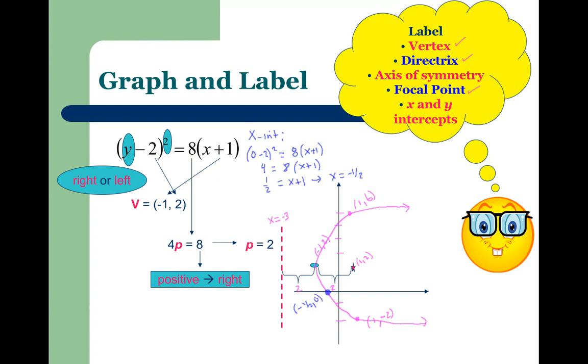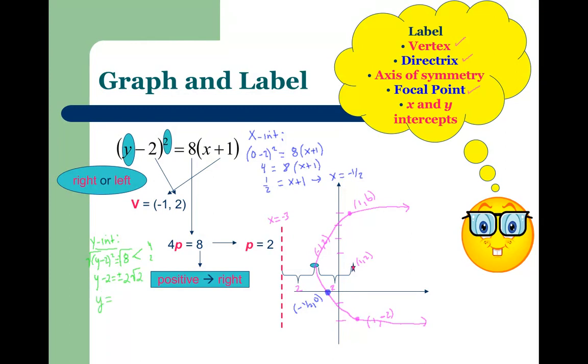How many y-intercepts do we have? Oh, 2. How do we find those? To find the y-intercept, your x value has to be equal to 0, right? Anywhere on the y-axis, your x value is 0. So you've got y minus 2 squared equals 8 times 1, right? Just that. So when I do the square root of that, y minus 2 equals plus or minus the square root of 8, which is 4 times 2. So that's 2 root 2.